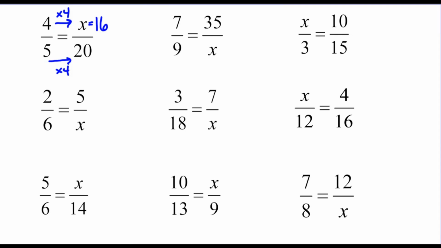Similar strategy here. I know that in the numerators here, there's a nice relationship. 7 times 5 is 35. That relationship must exist in the denominator as well. So 9 times 5 is going to tell me what my denominator is, and 9 times 5 is 45. So 7/9 is equal to 35/45. Again, in the next ratio here, I see there's a nice relationship in the denominators again. 15 divided by 5 is 3, and that same relationship must exist in the numerator. So 10 divided by 5 is 2. So 2/3 equals 10/15.